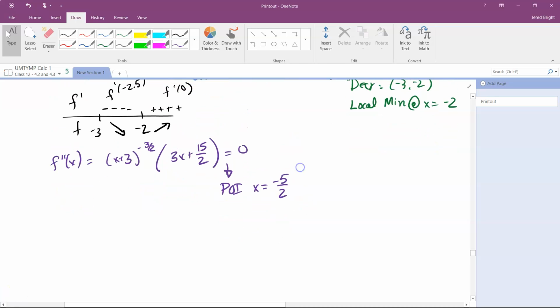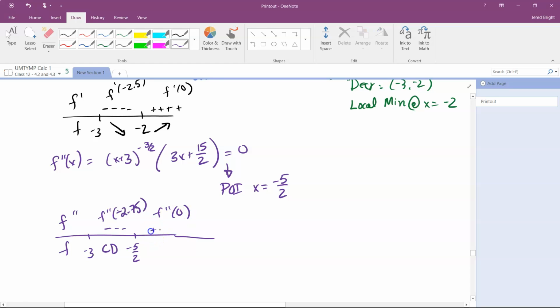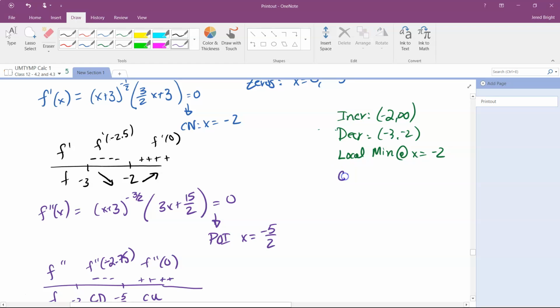If we make a sign chart for the second derivative, we still have the boundary at -3 and then the -5 halves area. The second derivative at -2.75 gives a negative value, meaning it's concave down there, and the second derivative at 0 gives a positive value, meaning it's concave up. So this is indeed a point of inflection. It's concave down on -3 to -5 halves, concave up on -5 halves to infinity, with the point of inflection at x equal to -5 halves.